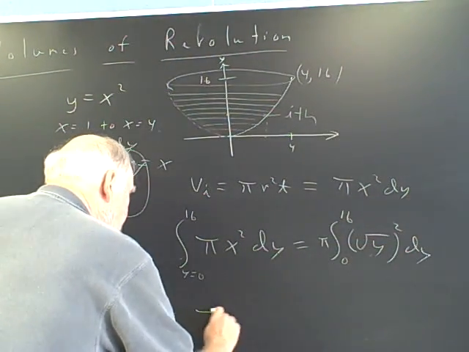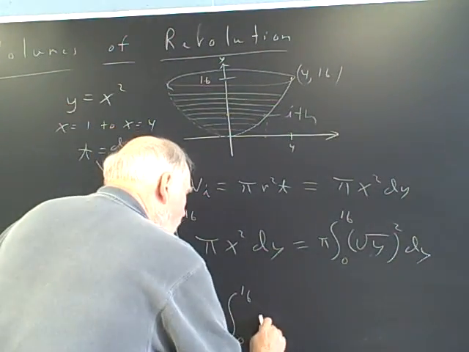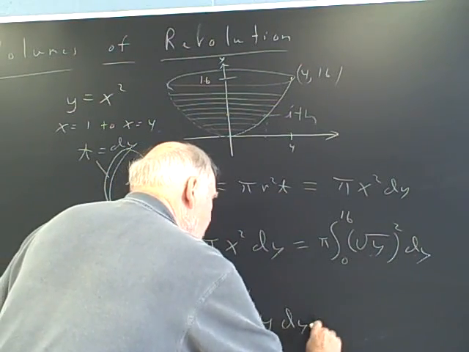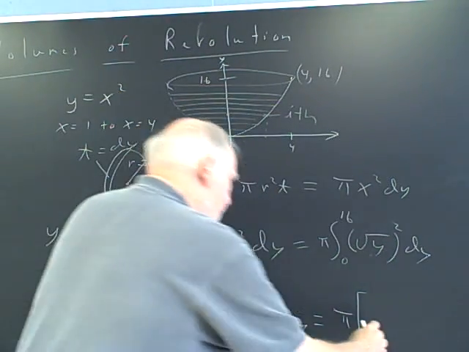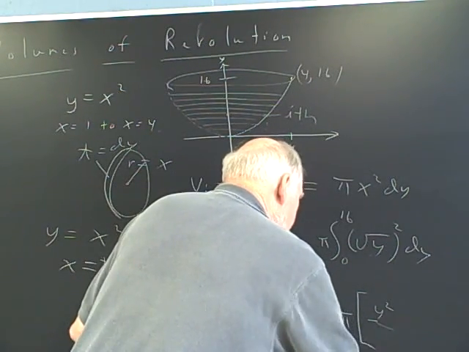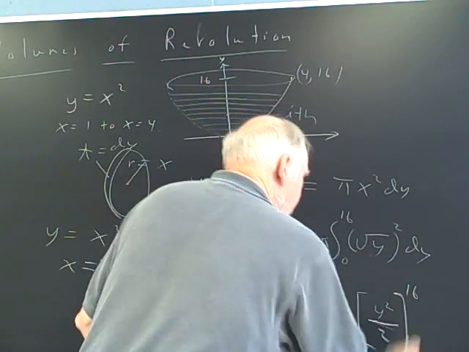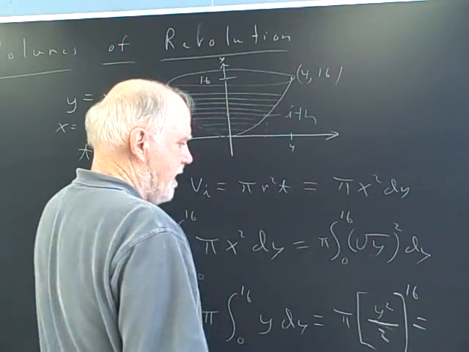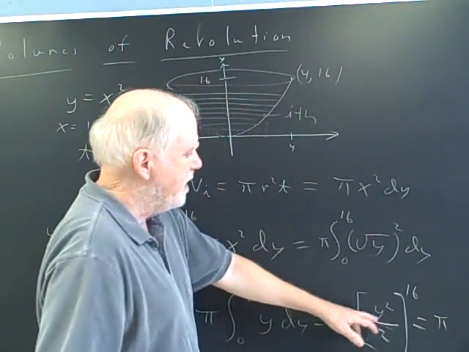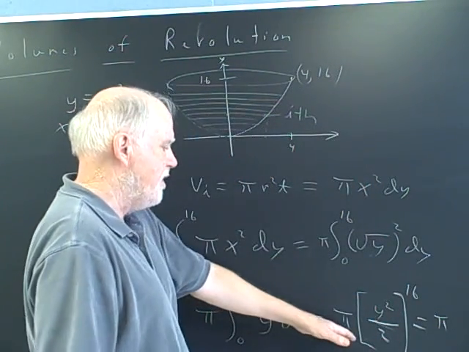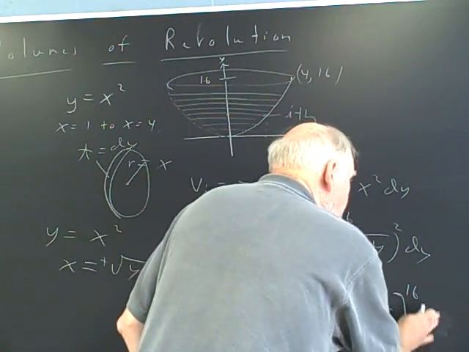And of course this equals pi times the integral from 0 to 16 of y dy. Keep the pi outside, and I've got y squared over 2 from 0 to 16. If you put 16 in and subtract 0, everyone knows how to do a definite integral by now, and we end up with 128 pi.